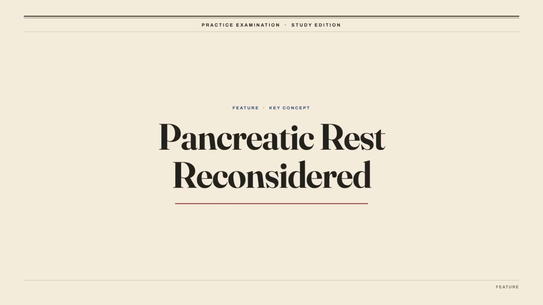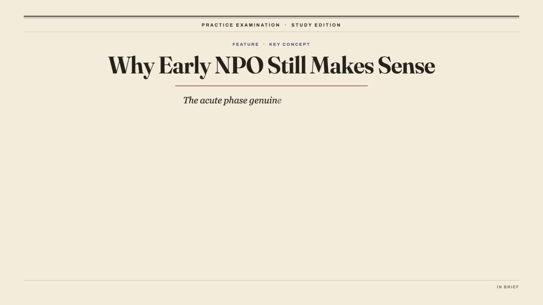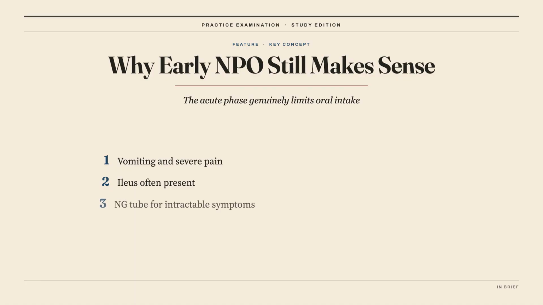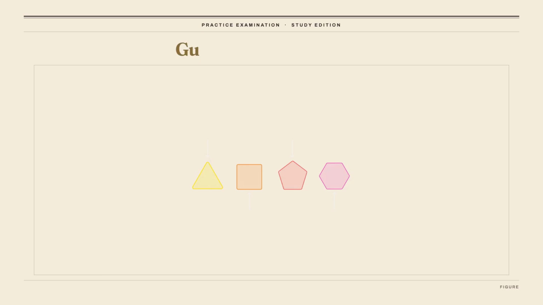For decades, doctors kept pancreatitis patients nil by mouth for as long as possible, believing food would stimulate the pancreas and worsen injury. That reasoning felt intuitive, but practice has reversed, and understanding why reveals something deeper about how the gut protects the whole body. Nobody disputes the first few days. Patients are vomiting, in severe pain, and often have an ileus, so a nasogastric tube may be added for intractable vomiting or distension. The real question is what happens after that initial phase.